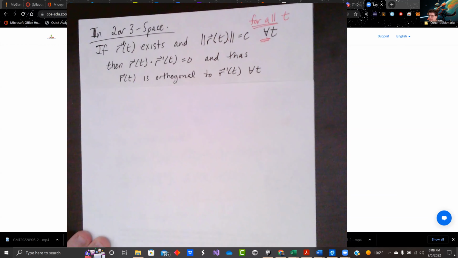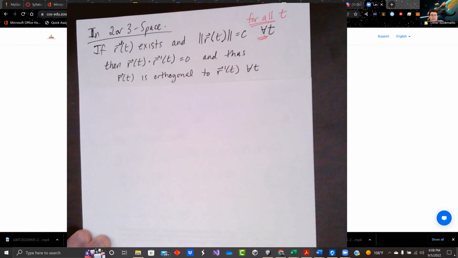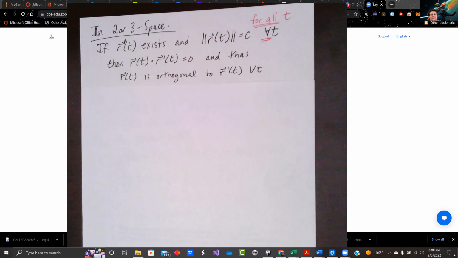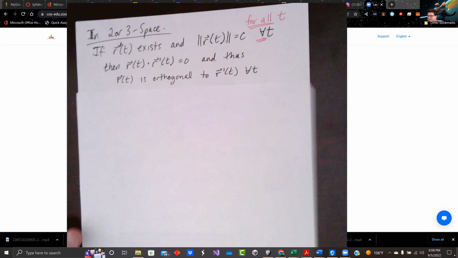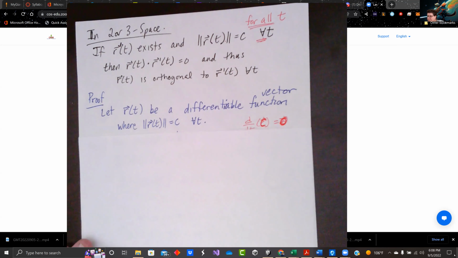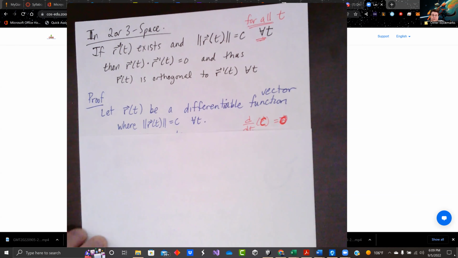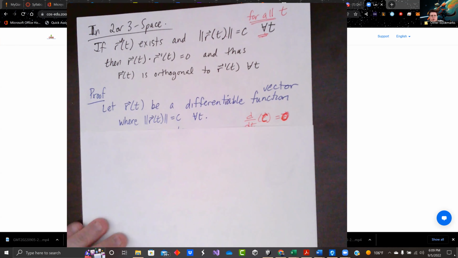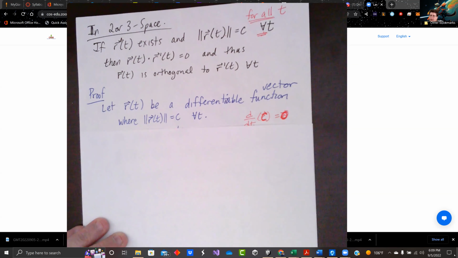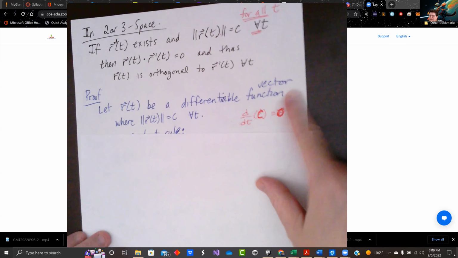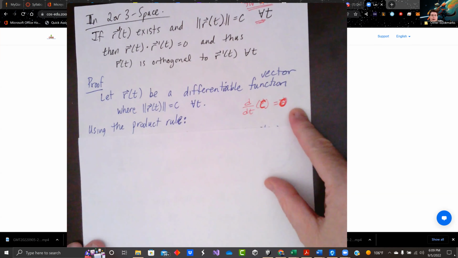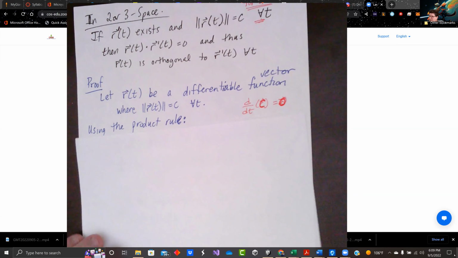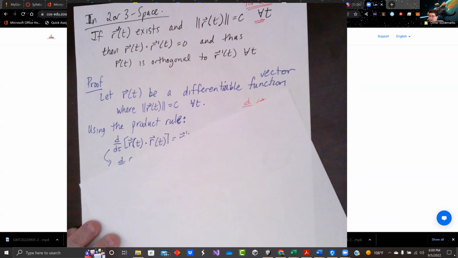Let's prove it. This is a fun proof. We use dot products here, so we're going to use dot products in our proof. But first we're going to make a couple assumptions. We do want r of t to be a differentiable vector function. We do want the magnitude of r of t to be a constant value for all t. Recall that a derivative of a constant is 0. So we will take the derivative of r of t dotted with r of t.